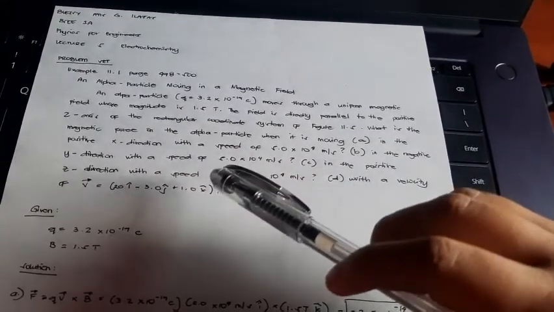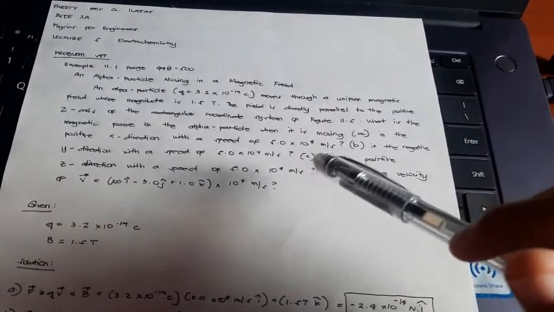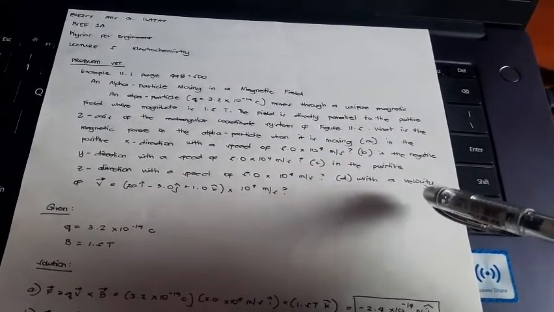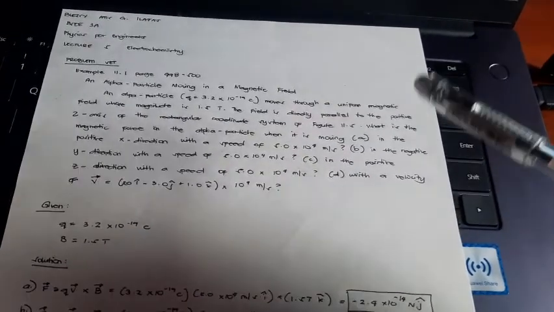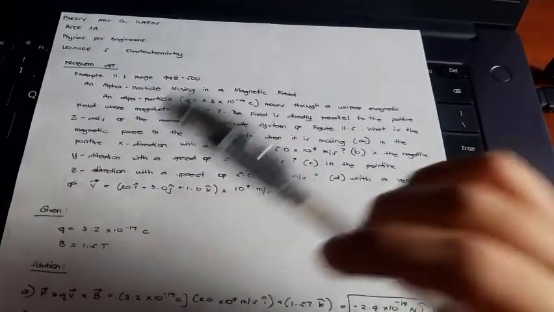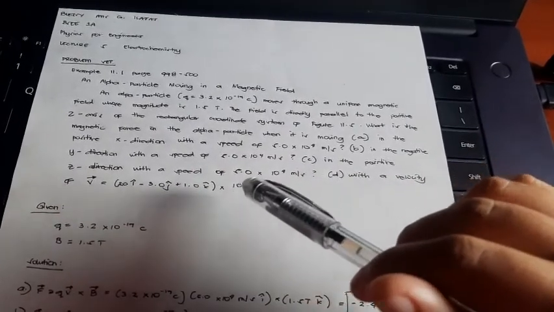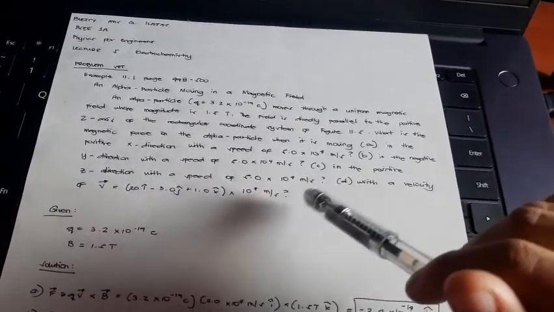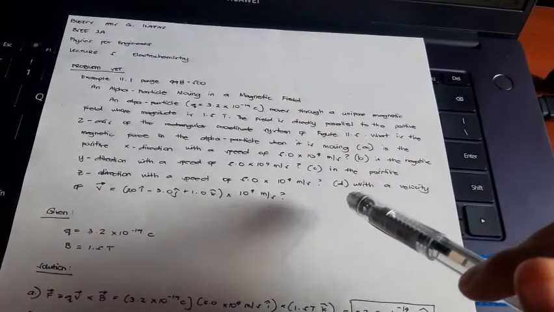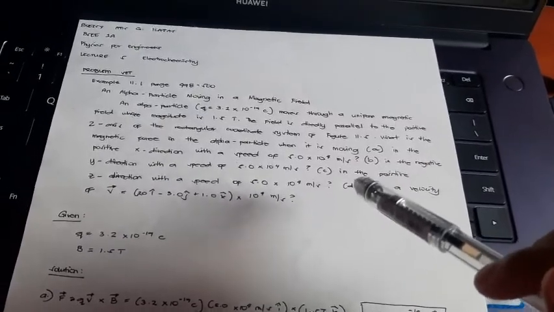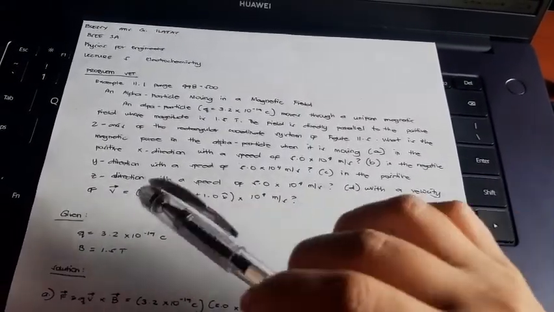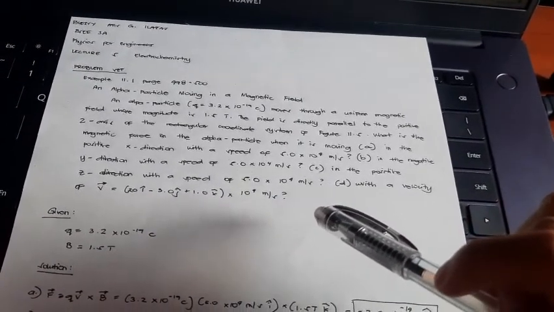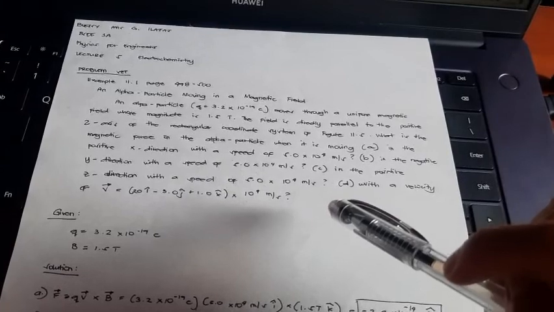A, in the positive x direction with a speed of 5.0 times 10 raised to the 4th power meter per second. B, what is the magnetic force on the alpha particle when it is moving in the positive y direction with a speed of 5.0 times 10 raised to the 4th power meter per second? And letter C, what is the magnetic force on the alpha particle when it is moving in the positive z direction with a speed of 5.0 times 10 raised to the 4th power meter per second?